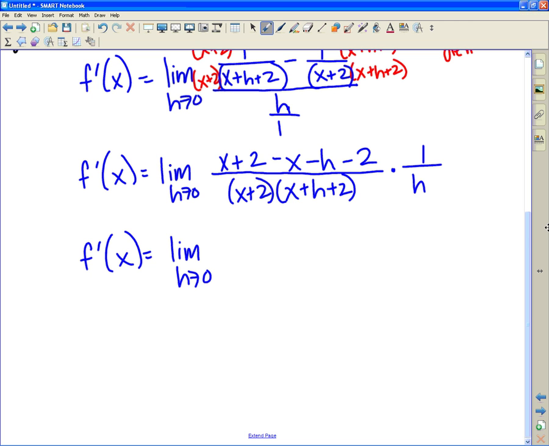Okay, so lots of stuff going away. The x's go away. The 2's go away. This h goes away with this h. Careful, what's on top? It was -1. You know, and maybe I should write that.